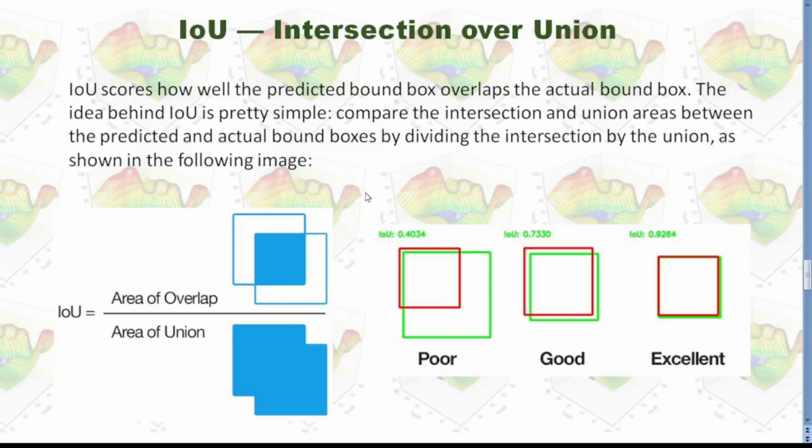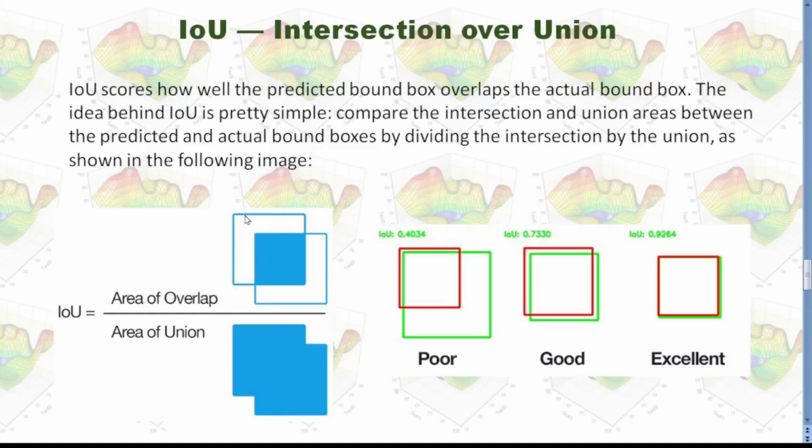Now let me explain how we calculate IOU, intersection over union. IOU scores how well the predicted bounding box overlaps the actual bounding box. The idea behind IOU is pretty simple. Compare the intersection and union area between the predicted and actual bounding boxes by dividing the intersection by the union, as shown in the following image.